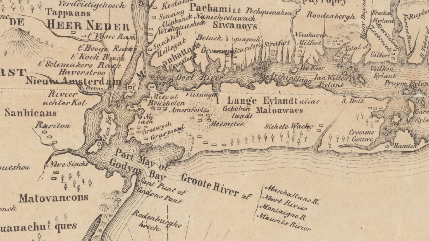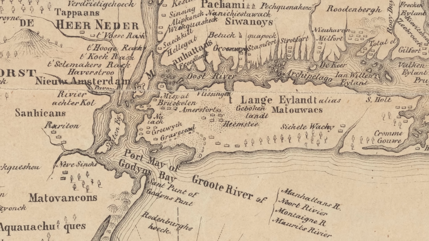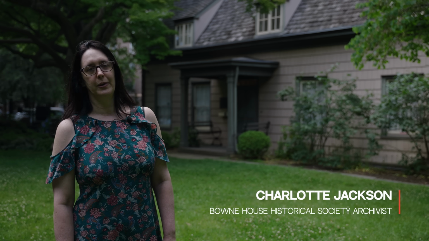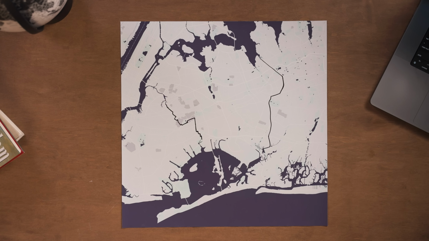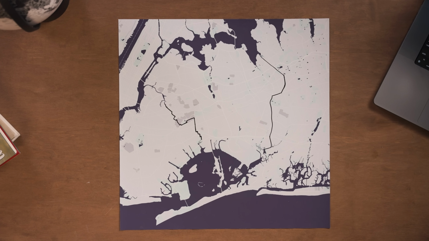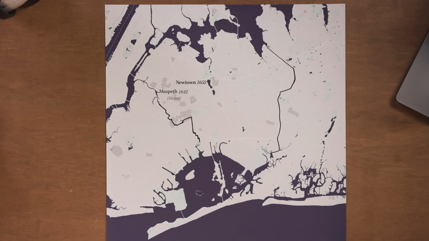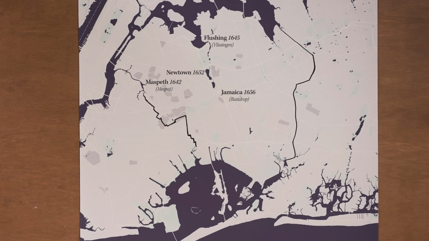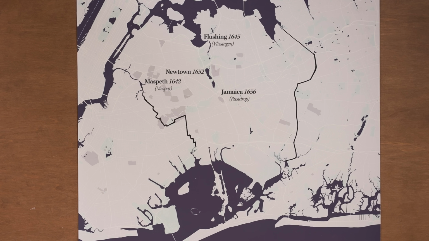Across this area, 5 main settlements were created that are still etched into the map. This area was controlled by the Dutch at that time. However, many English people settled in the Dutch territory. These early settlements were Newtown, Maspeth, Jamaica, and Flushing. Out here, it was a small amount of Dutch, but a lot of British.